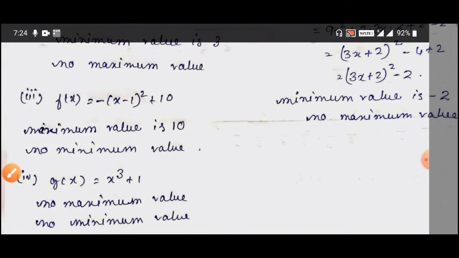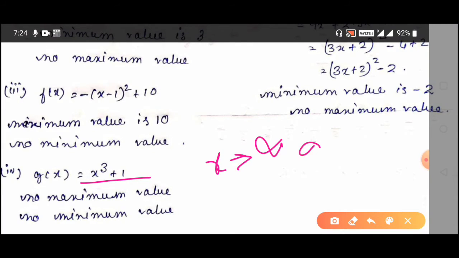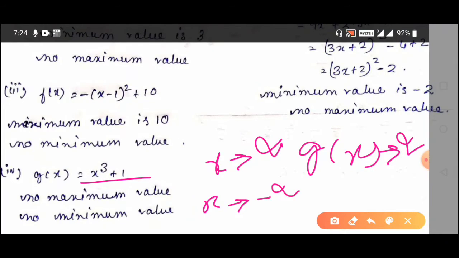The next one, g(x) = x³ + 1. Here we cannot find the maximum value and minimum value, because whenever x increases, g(x) also increases. Whenever x decreases, that means x tends to minus infinity, g(x) also tends to minus infinity.